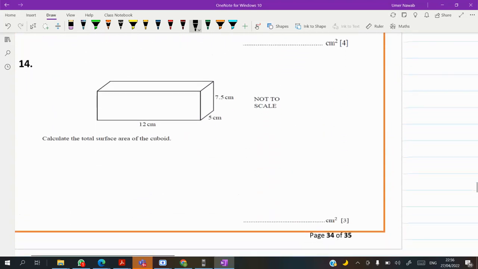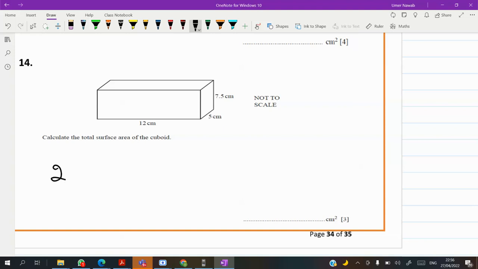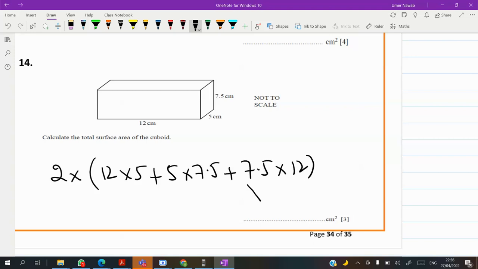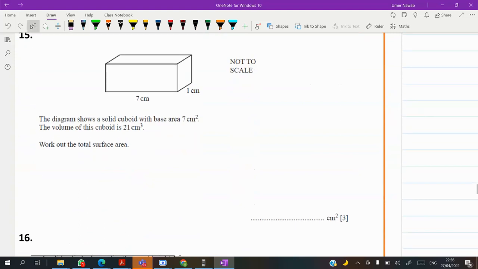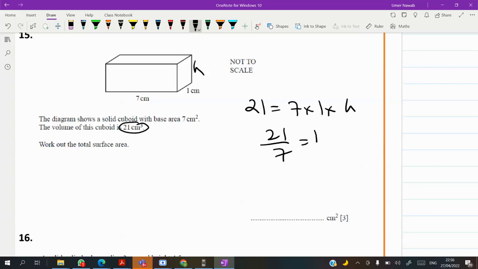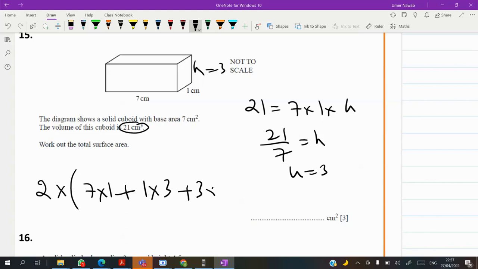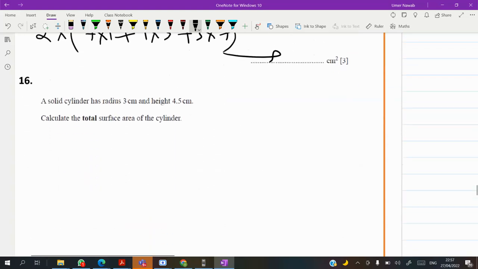So imagine 4 marks it has. So total surface area of a cuboid: 2 times 12 times 5 plus 5 times 7.5 plus 7.5 times 12, and then you get your answer. Total surface area, he gave us the volume. So 21 is equal to 7 times 1 times height. So 21 divided by 7. So height is equal to 3. Now I can easily find the total surface area: 2 times 7 times 1 plus 1 times 3 plus 3 times 7. And then you get your answer.